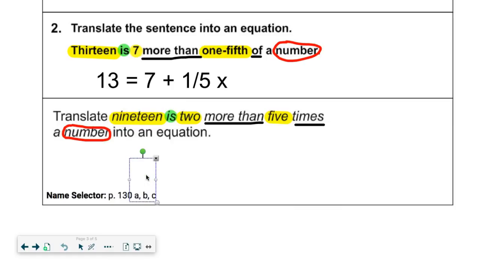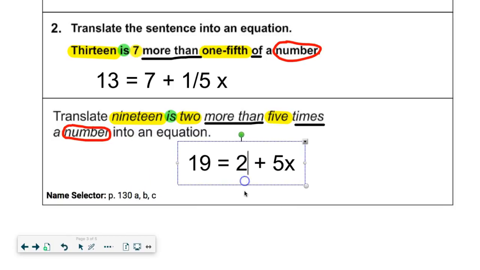So here we go. 19 is 2 more than 5 times our number. There we are. 19 equals 2 plus 5x. Could you have 5x plus 2? Absolutely. That's perfectly fine. I'm just writing it that way because it's the way that it was given to me, and the commutative property says that order of addition is not important.